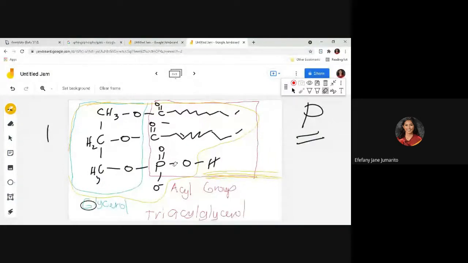Now, let's go back to glycerophospholipid. What linkage is here? Is it amide? Ester, ma'am. Okay, ester linkage. This one here, what do you call the linkage? Ester. This one here, ester. Then here, ester. What are the linkages present in your glycerophospholipids? Ester linkages, and there are 4. Now, what about triacylglycerol? How many linkages?